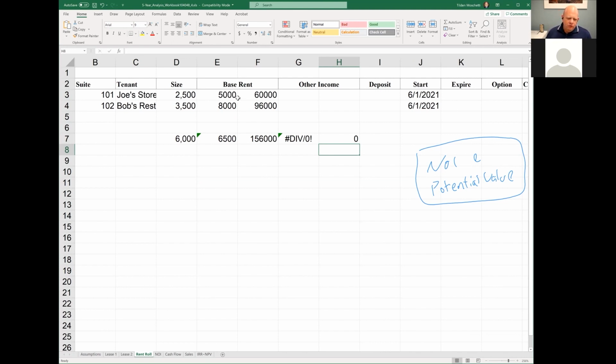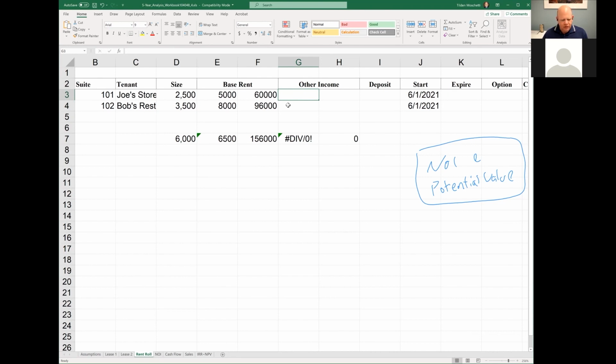So we've got the monthly rent and the annual rent. We've got Joe's store, Bob's store. Obviously, we've got a 6,000 square foot building. So we've now identified the main parts of our rent roll for the purposes of NOI and potential value. Now, this will change as we have escalations built in, and it'll have what pass-throughs are really coming in. But let's say that our pass-through amount is what we get.